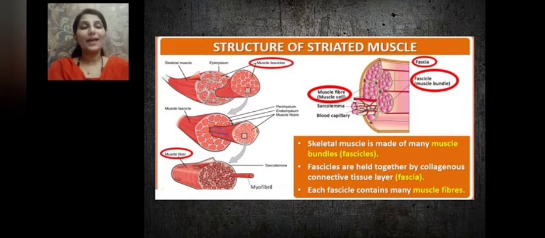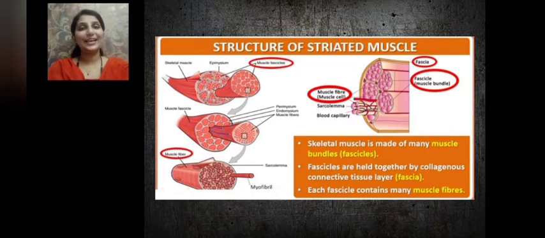All these fascicles are held together by collagenous connective tissue, the connective tissue which has collagen fibers. So the collagen connective tissue binds together all the fascicles to hold them together, and this tissue layer is called a fascia. You can see this is the fascia which encloses a large number of fascicles.